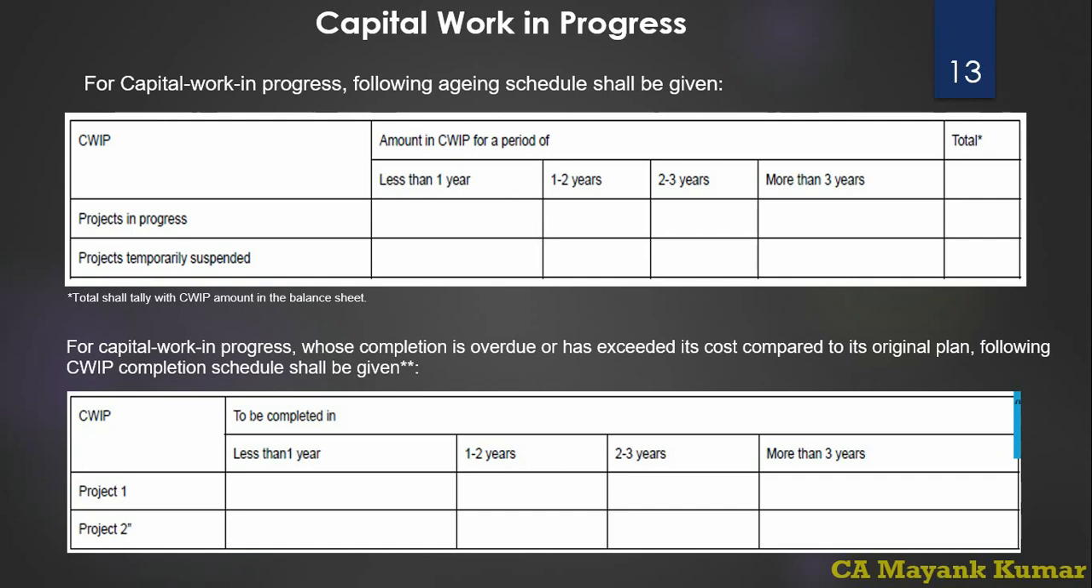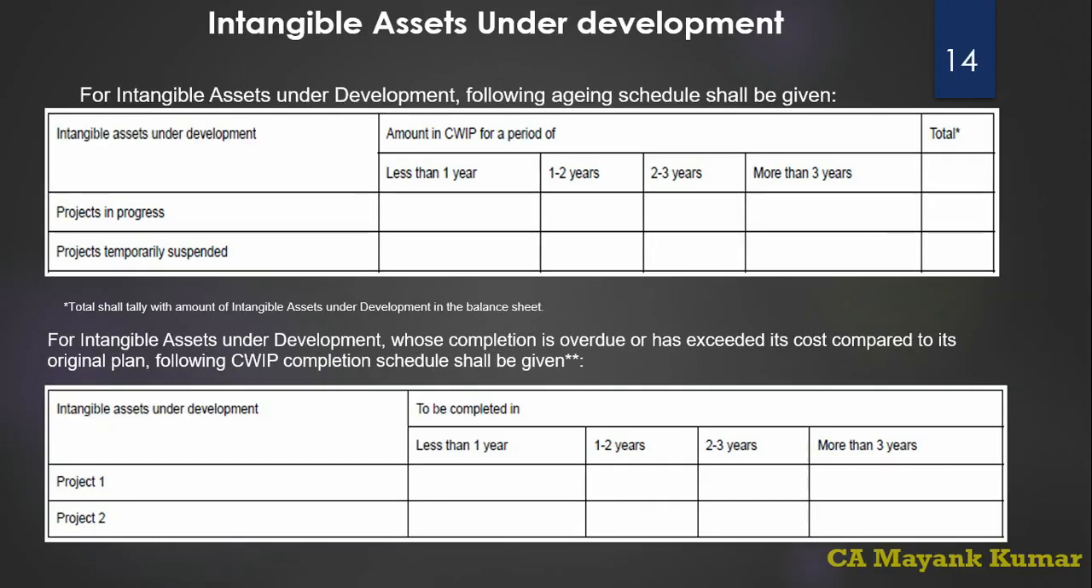Say for example, project 1 was decided to be allocated an amount of 100 crore, but now its cost has exceeded to the tune of 120 crore, then this project will be disclosed, and its aging will also be required to be disclosed. Another example may be a project that was to be completed within a period of 10 years, but now its tenure has been extended by 5 years. So those projects will also be covered. The same types of disclosures are required for the intangible assets under development.